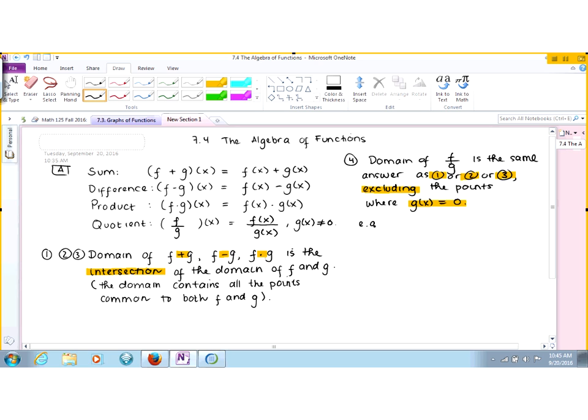So do a simple example. Let me see. What about f of x is equal to x squared minus 5x plus 3. So g of x is x plus 7. Okay. So I'd like you to find or evaluate f plus g of negative 3.